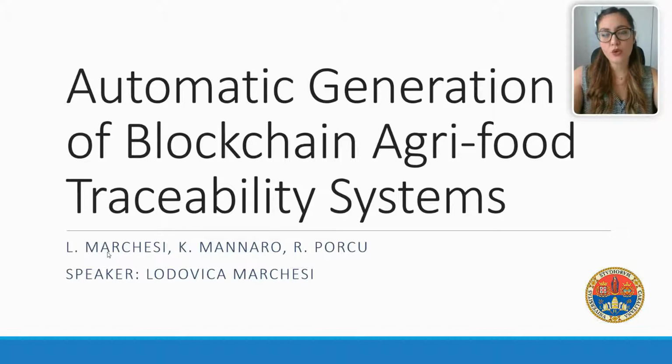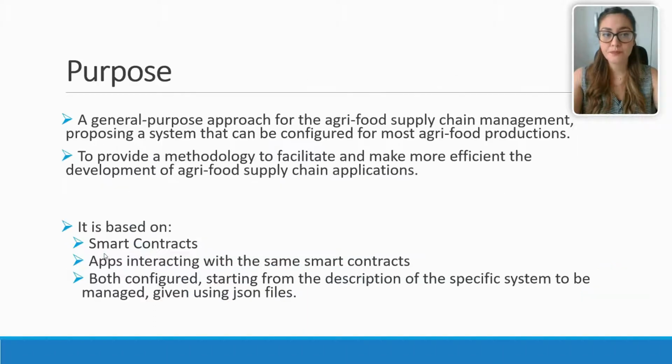Today, I'm gonna show you a method for the automatic generation of blockchain agri-food traceability systems. So, supply chain management, product provenance, and quality certification are among the first and most popular applications of blockchain technology due to its intrinsic characteristics such as trust and inalterability.